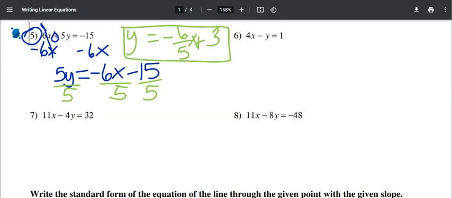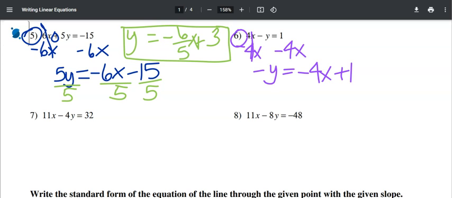The last example I'm going to do is this one over here, because this is one that's seemingly simple but tends to give people problems. I have 4x minus y equals 1, so I'm going to start off by moving that x term over to the other side. That does cancel, so negative y is equal to negative 4x plus 1.